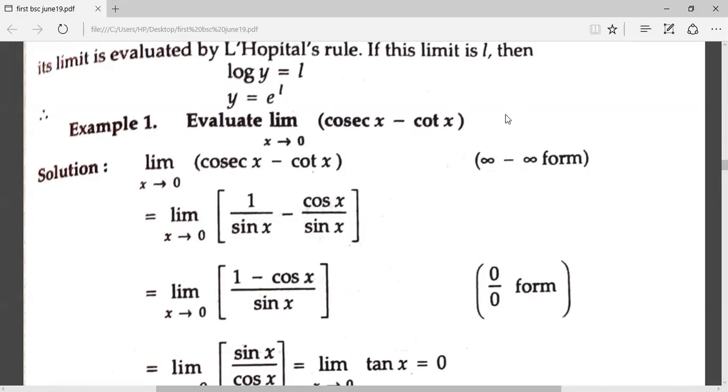Further, you can simplify this by taking the LCM. What is the LCM there? Sin x is the LCM. You will get in the numerator 1 minus cos x.